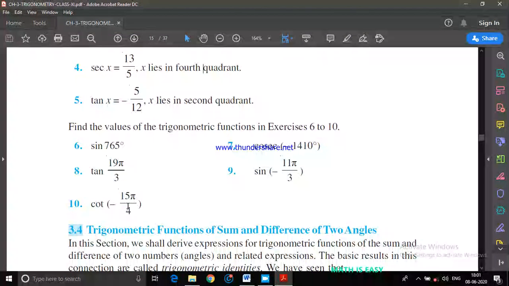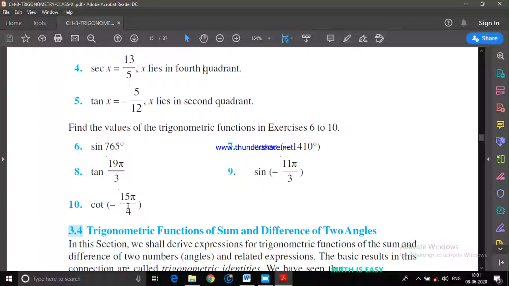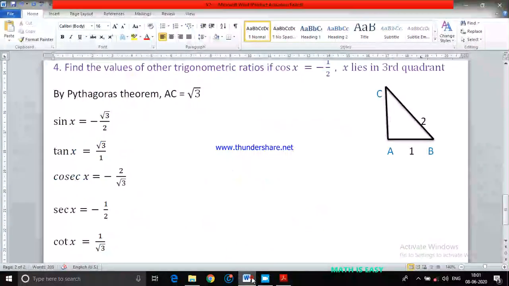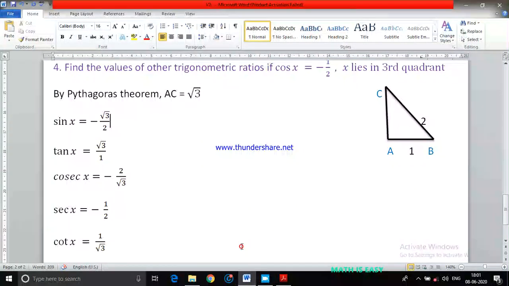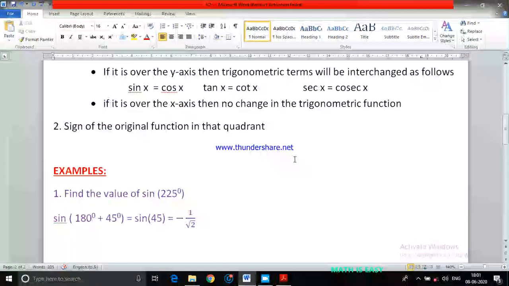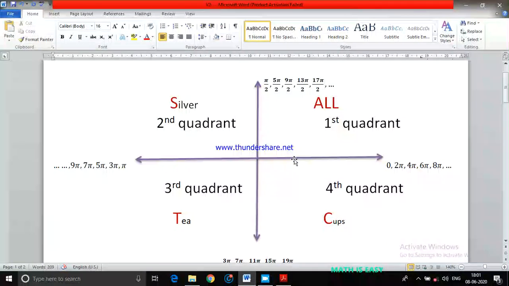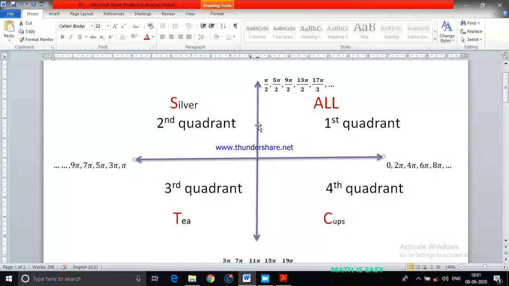So please solve these questions. Here they all are given. One more thing you will see: if the angle is crossing the x-axis or y-axis, what if they lie on the axis, I mean, not in a quadrant?